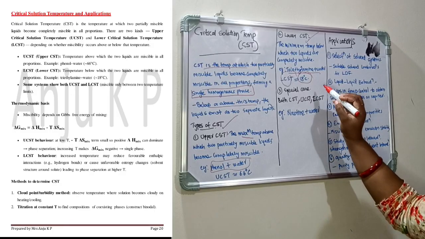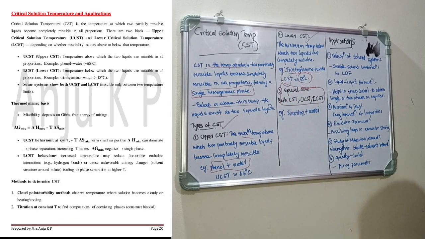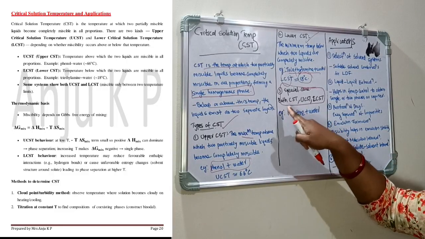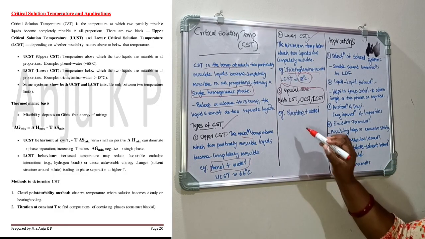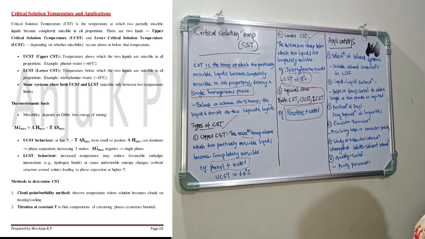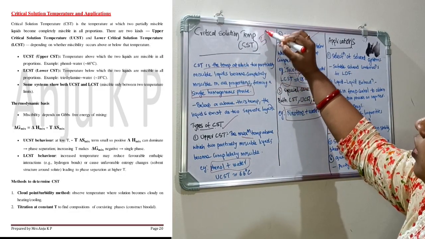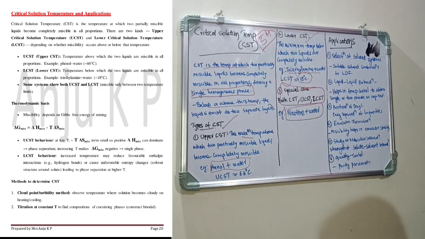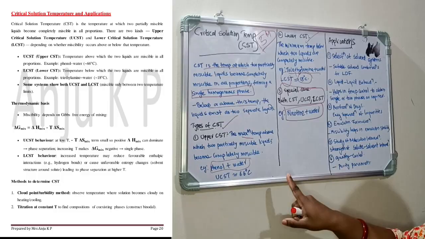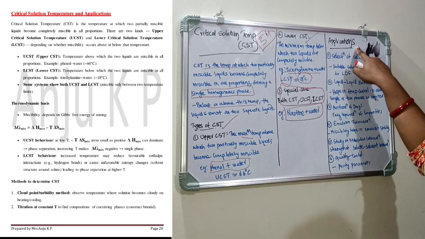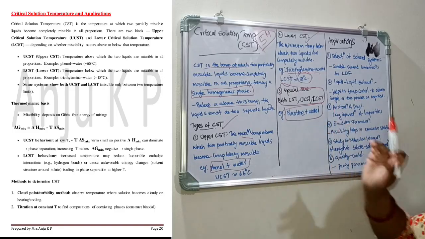Next comes the special case. Special case means the liquids which show both upper CST as well as lower CST. We can give the example of nicotine and water. This CST topic will come for a 5-mark question. How will they ask? You have to define CST, classify it, and give the applications of CST. That will give you the 5 marks.